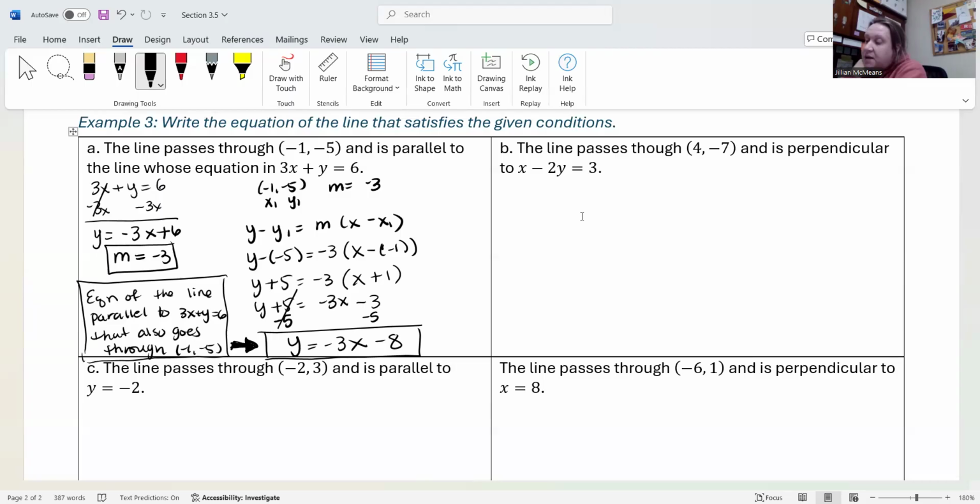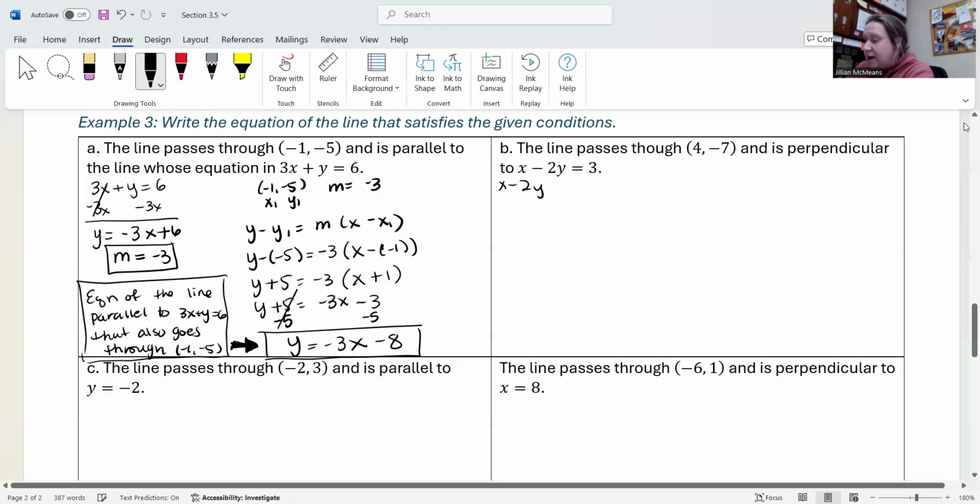Looking at part B, we need to find the equation of the line. Remember, the directions say write the equation of the line that satisfies the given conditions. The conditions are the line has to pass through (4, -7), and it must be perpendicular to x minus 2y equals 3. So let's figure out the slope of x minus 2y equals 3. If we have the slope of that line, we can find its opposite reciprocal, and we'll know what slope we need to use.